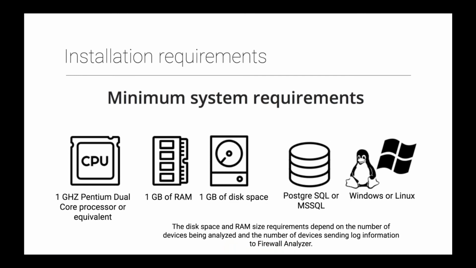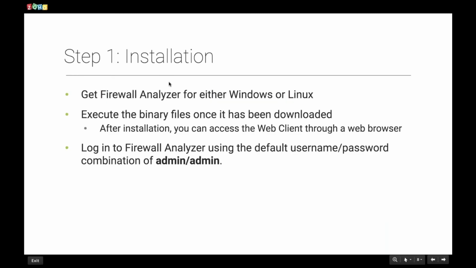Listed here is the basic installation requirement. Firewall Analyzer can be installed on a Windows or Linux system. All the syslogs received by Firewall Analyzer are by default stored in PostgreSQL. If needed, you can also configure the syslogs to be stored in the MS SQL server. The disk space and the RAM size mentioned here are the minimum requirements. The same might vary depending on the number of devices being analyzed and the number of devices sending log information to Firewall Analyzer. With this basic requirement fulfilled, you can install Firewall Analyzer.